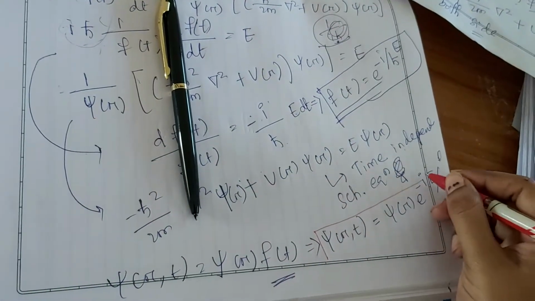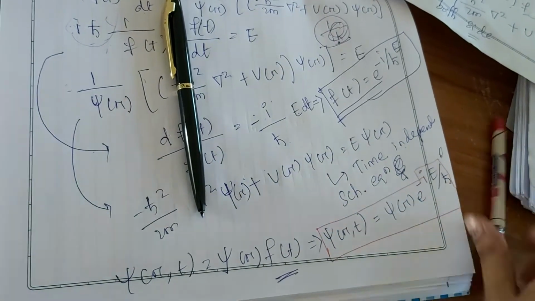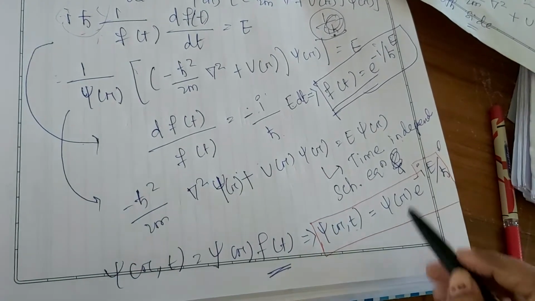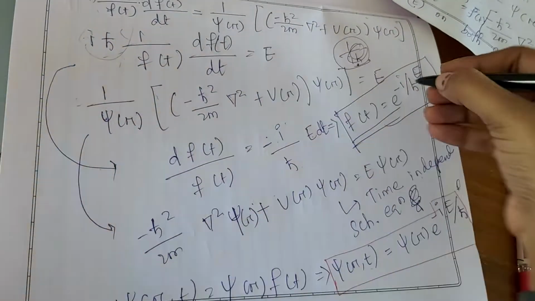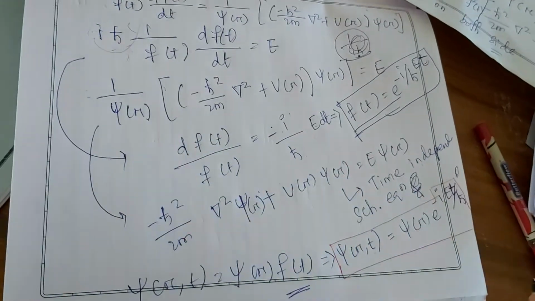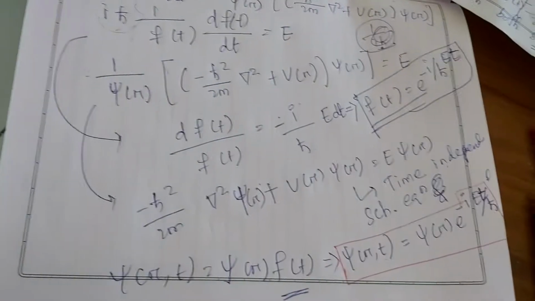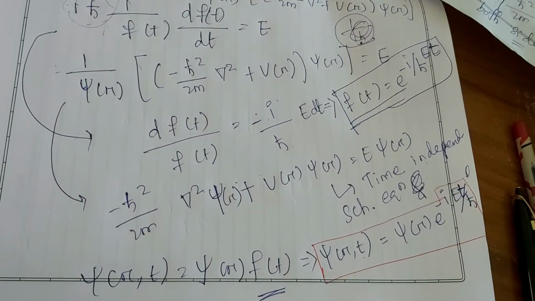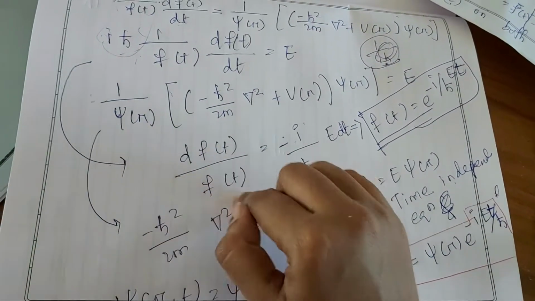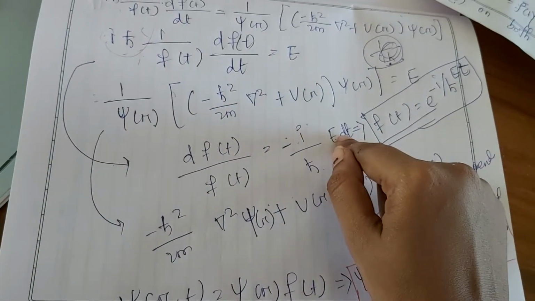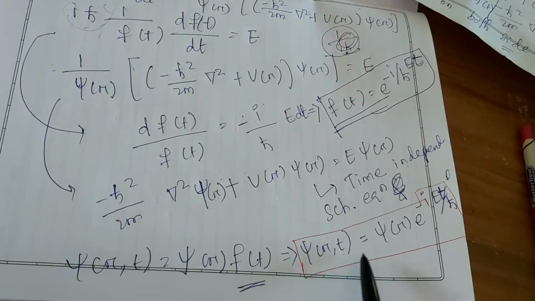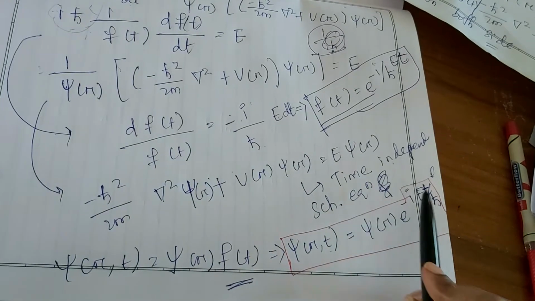From this equation I can find out the wave function at a later time t. Okay, there is a t here, sorry. So psi r t is equal to psi r e to the power minus i E t by h cut. This t comes from here when I do the integration: log of f of t is minus i by h cut E, and the integration of dt is t. So there will be a t here.